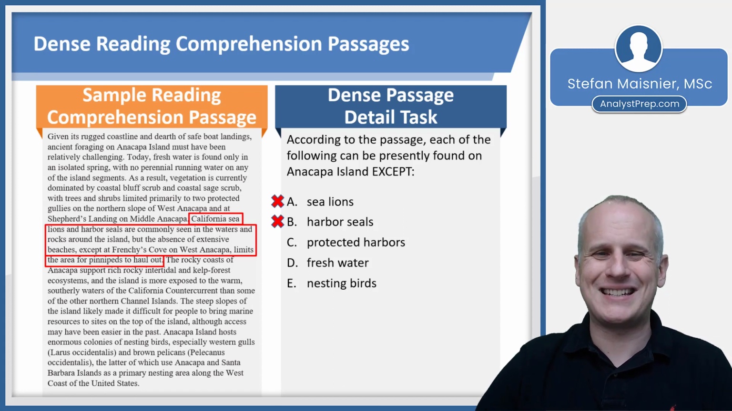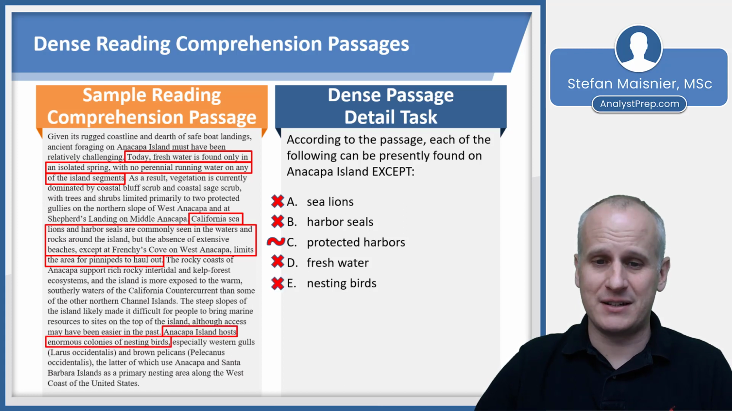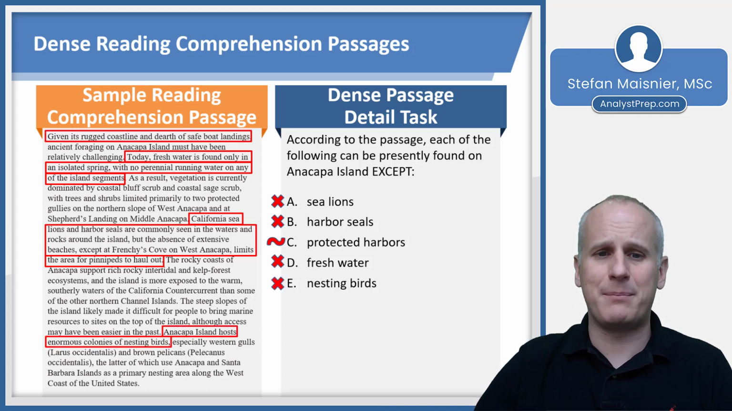So we can eliminate choice A and B for the information directly in the passage. Then we have protected harbors, and we don't recall seeing anything about protected harbors. We just use the little squiggle for now for this. Then fresh water, it's definitely there. There's just not a lot of it again, so we get rid of choice D. And nesting birds, we know there was a lot of nesting birds. And if we go to the very top, we see, given its rugged coastline and dearth of safe boat landings, well, that means there aren't any protected harbors. And so that becomes our correct answer.